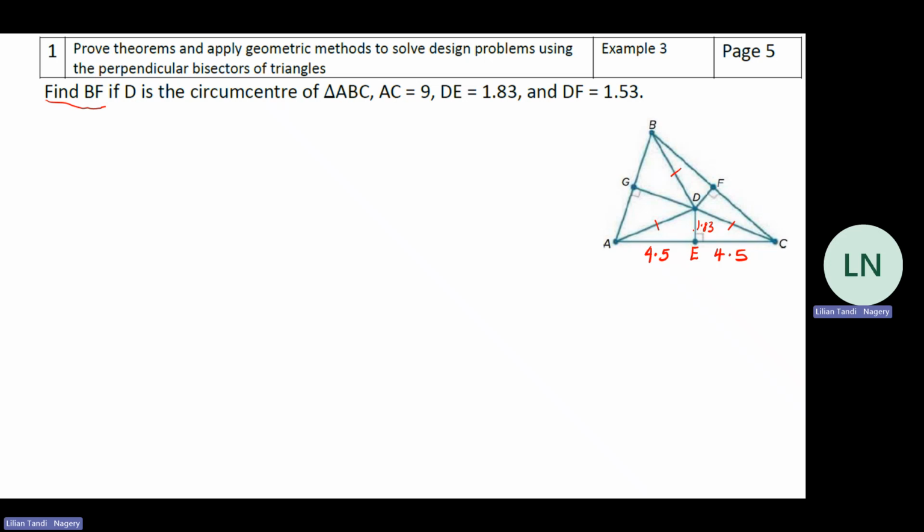And do we know DF? Yes. We know DF is 1.53. So what does the circumcenter do? The circumcenter makes DA equal to DB. So from the center, you go to the vertices, and those lines are congruent. So we know that BD will be equal to AD, which will also be equal to DC. That's what we know.